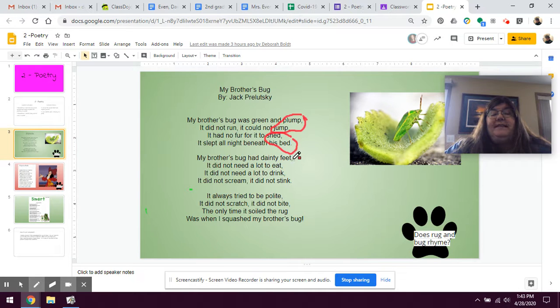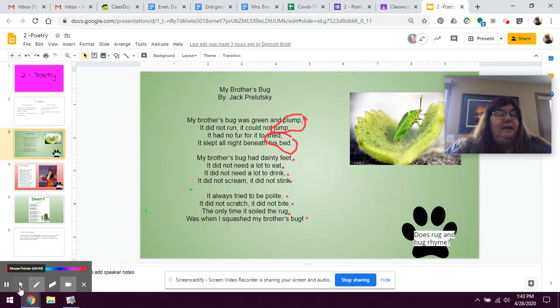My brother's bug had dainty feet. It did not need a lot to eat. Do those 2 words rhyme? It did not need a lot to drink. It did not scream. It did not stink. It always tries to be polite. It did not scratch. It did not bite. The only time it soiled the rug was when I squashed my brother's bug. So you notice with this poem, the author decided to put the rhyming words at the end of each sentence.